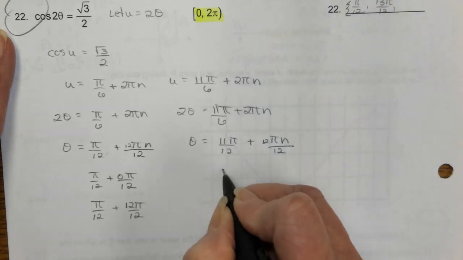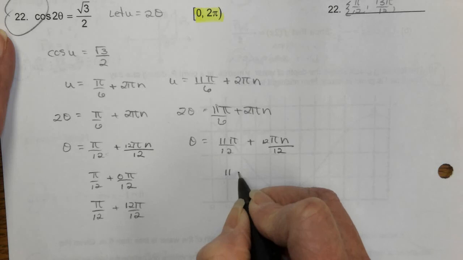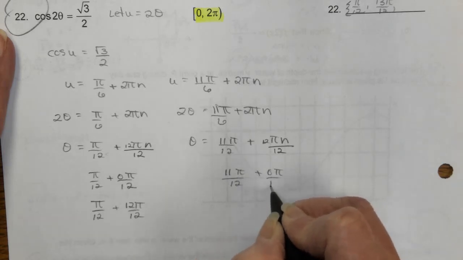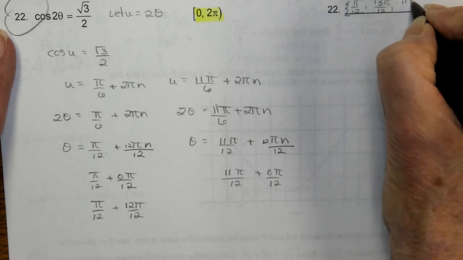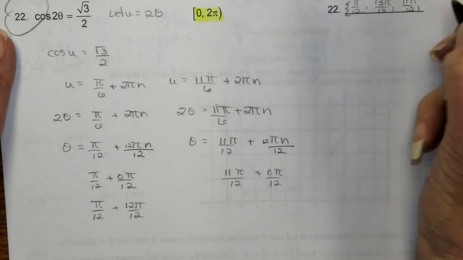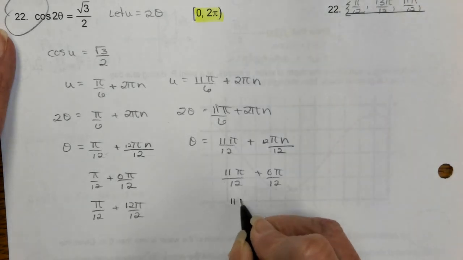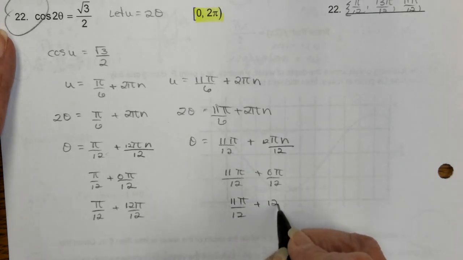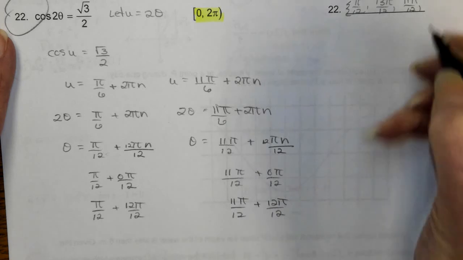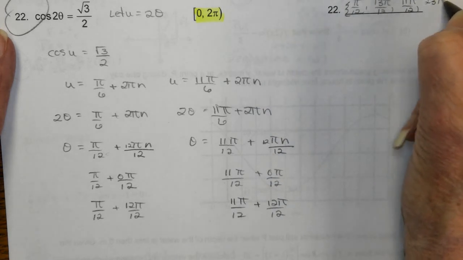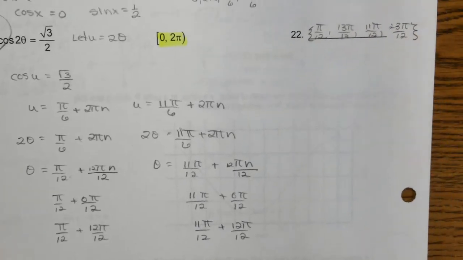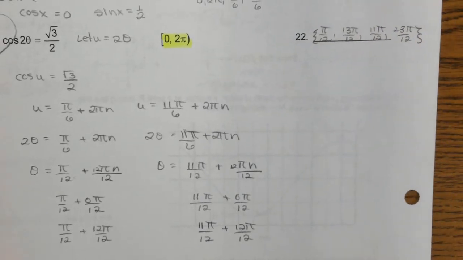Then in my next one, I'm going to have 11 pi over 12 plus 0 pi over 12, which will give me 11 pi over 12. And then my last solution, I'm going to substitute a 1 in here as well, 11 pi over 12 plus 12 pi over 12, which will give me 23 pi over 12, and that's all 4 of my solutions. Let you take a look at that.